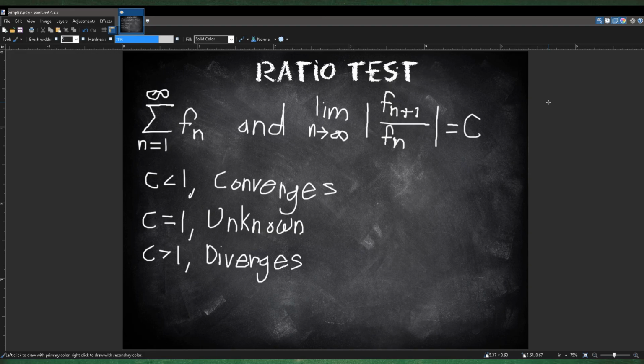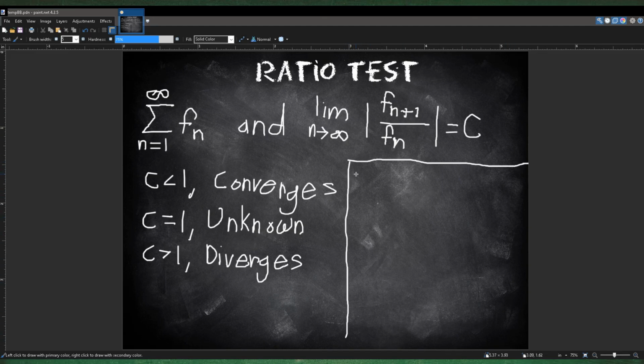So the ratio test states that if we have a sequence, which is f of n, right, and it goes from 1 to infinity, and you take the limit of the next term divided by the previous term, and you take the absolute value of that, you get a positive number or 0, right? And if this constant c is less than 1, it's converging. If it's equal to 1, we don't know what it does. And if it's greater than 1, it diverges. So let's understand this using an example.